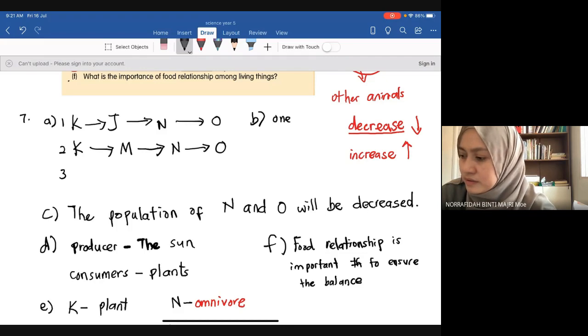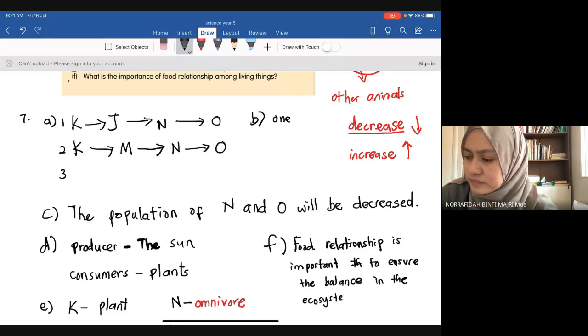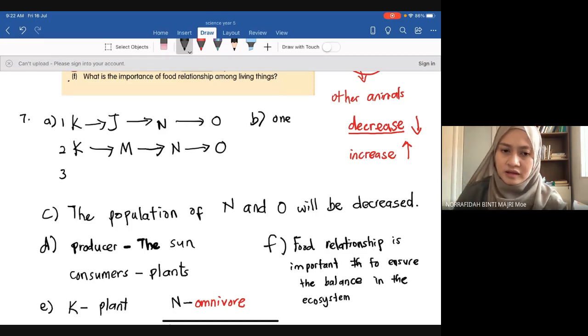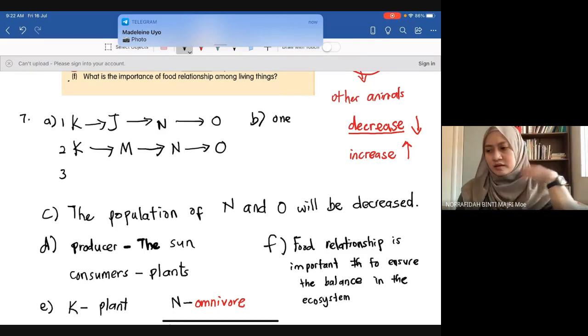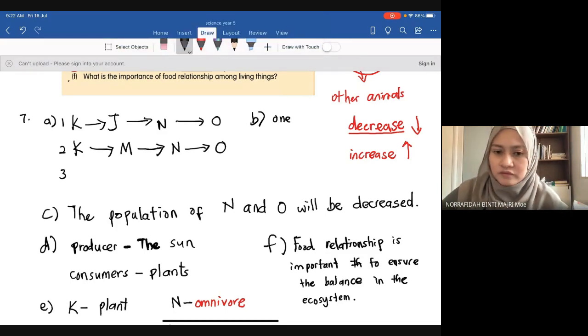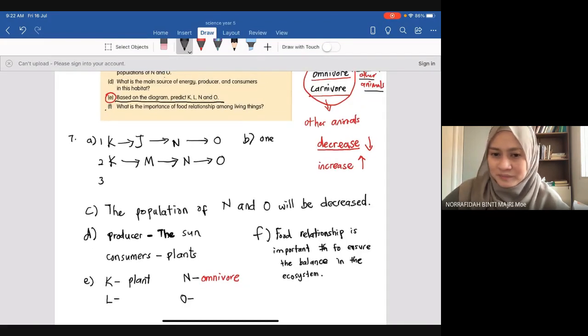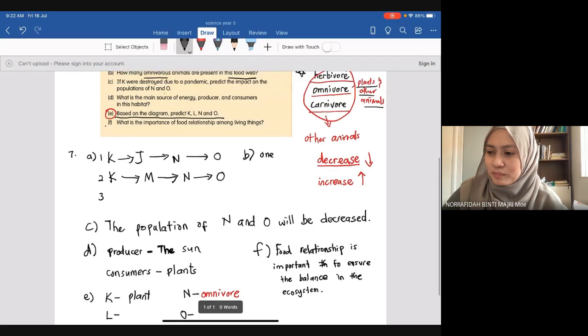Okay, the balance in the ecosystem. Ecosystem here means the habitat, the relationships between one another in a habitat. Okay, so this is the answer for F. The handwriting is not pretty, it's okay. So that's it, the end of our lesson on this topic.